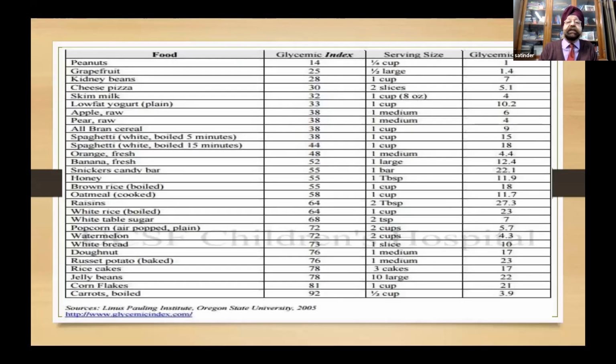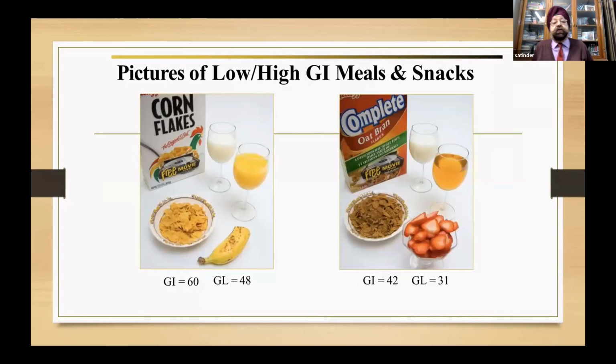Again, you can see the glycemic index and glycemic load of various foods, and you see peanuts on the top have a glycemic index of 14 and a glycemic load of about 2 or 3. So this is how the things change. Carrots have a glycemic index of 92, but again have a very low glycemic load. Pictures of low GI, you can see the breakfast. On the left, there are cornflakes, or if you change to oat bran, along with if you change banana to strawberries, and orange juice to apple juice, the GI changes, the glycemic load changes.